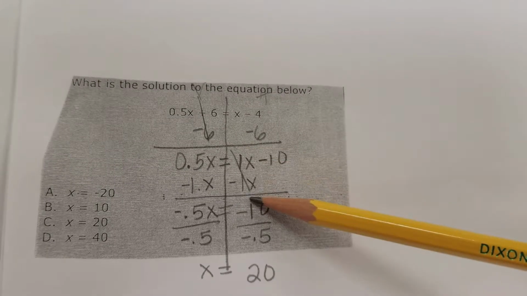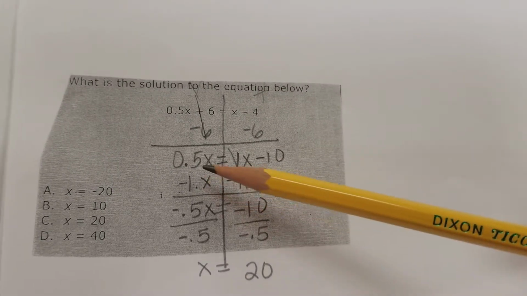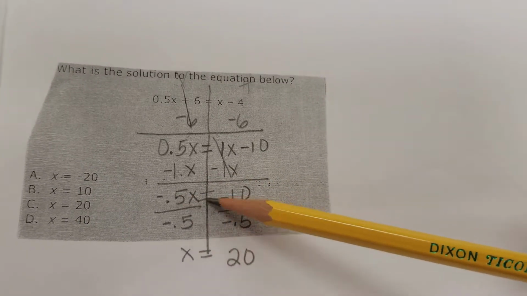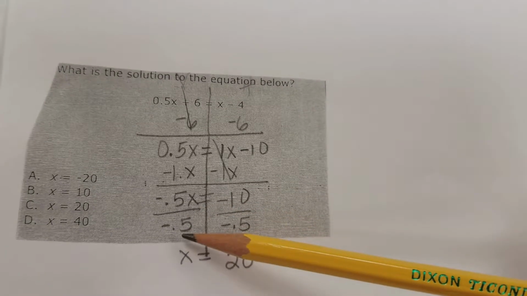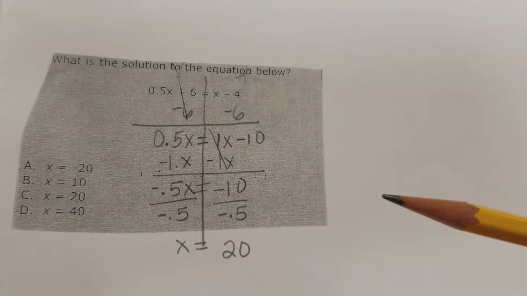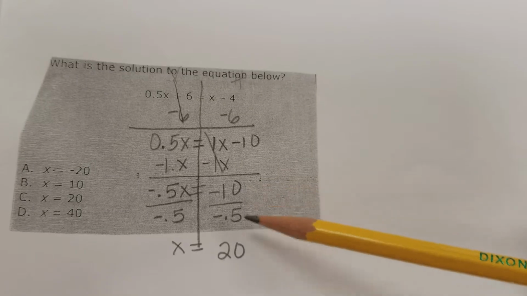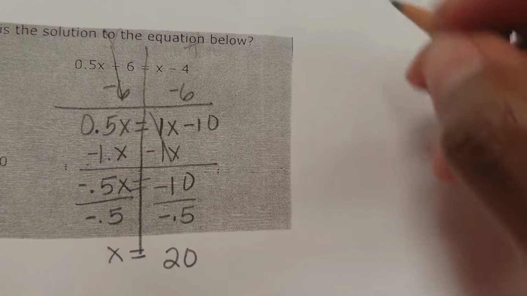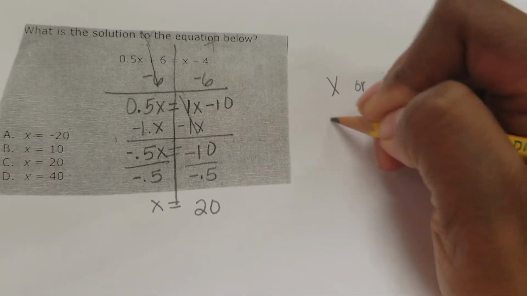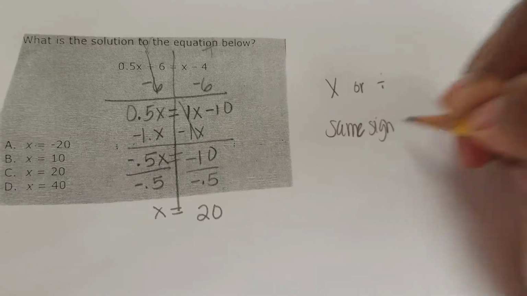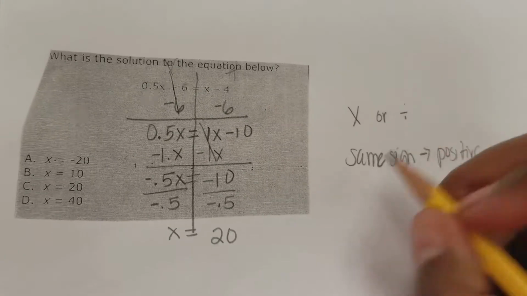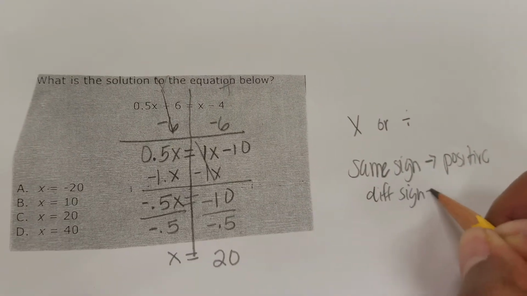Okay, that zero pairs there because I'm moving that negative 1x over here. Okay, leaves me with a negative 0.5x equals negative 10. I'm dividing both sides by negative 0.5, and my answer is 20. And it's positive because I have the same sign. So when you multiply or divide, same sign gives me a positive answer. Different sign gives me a negative answer.